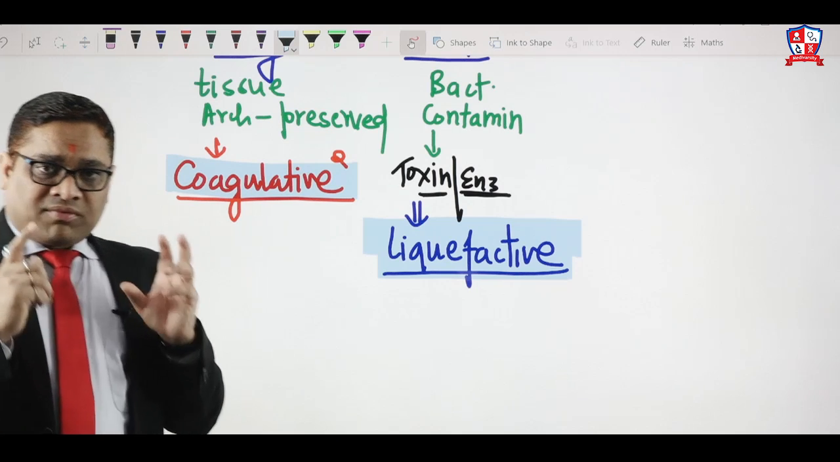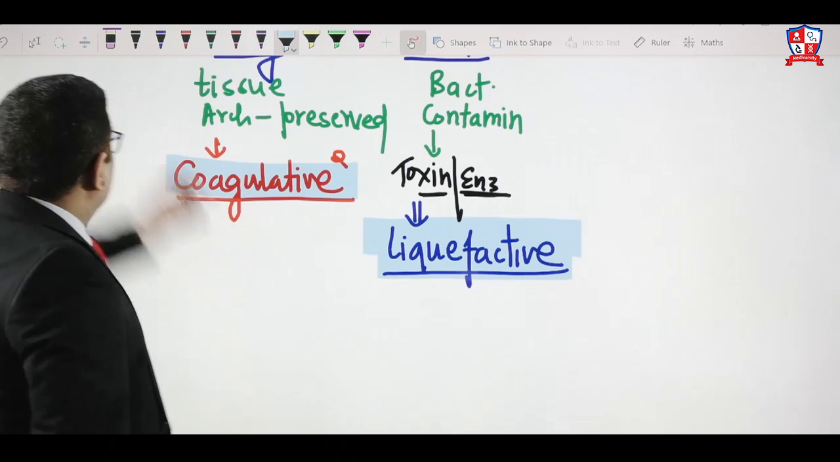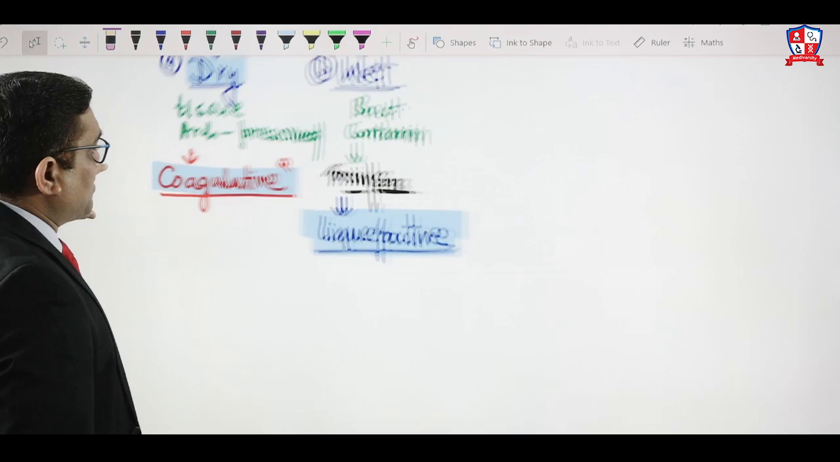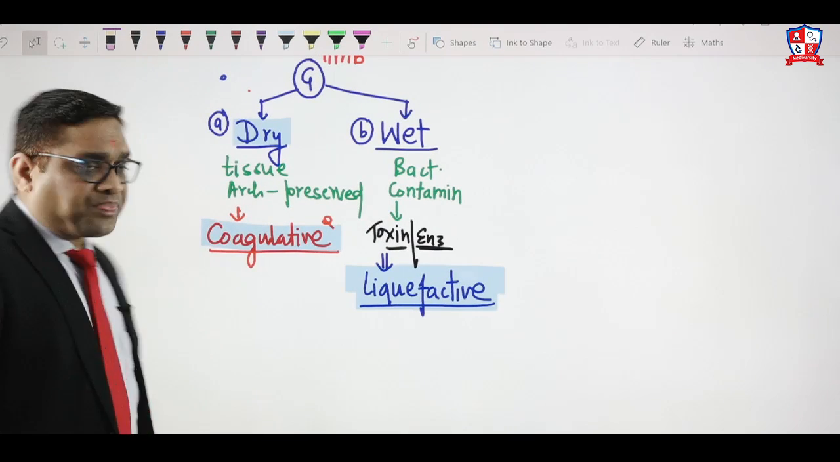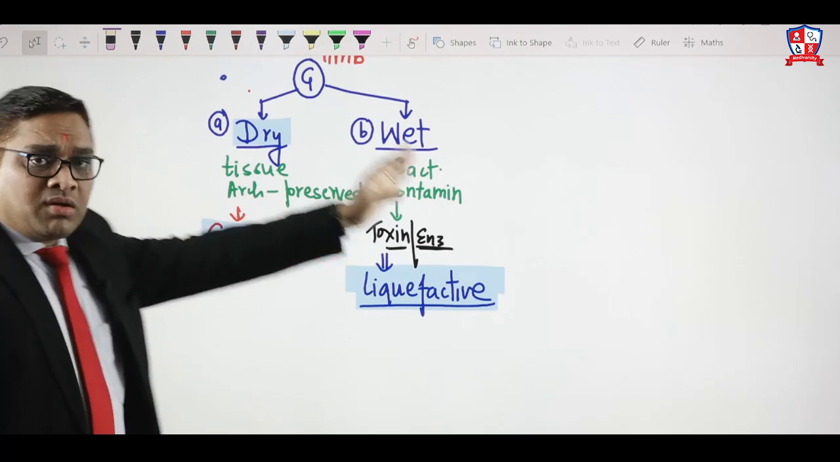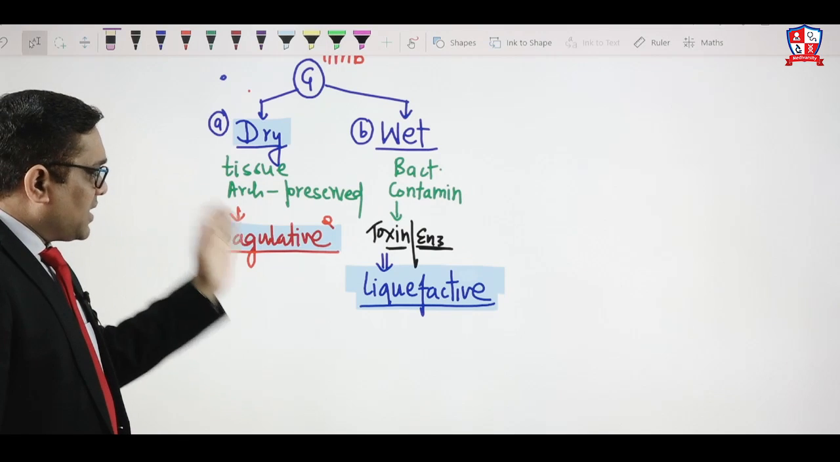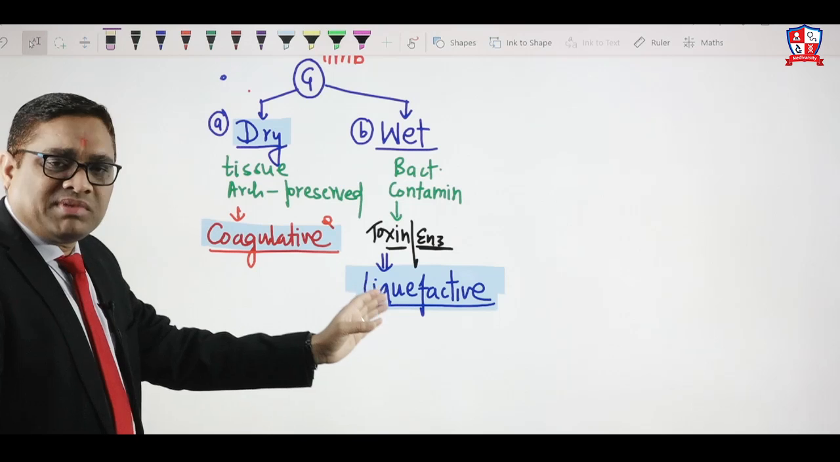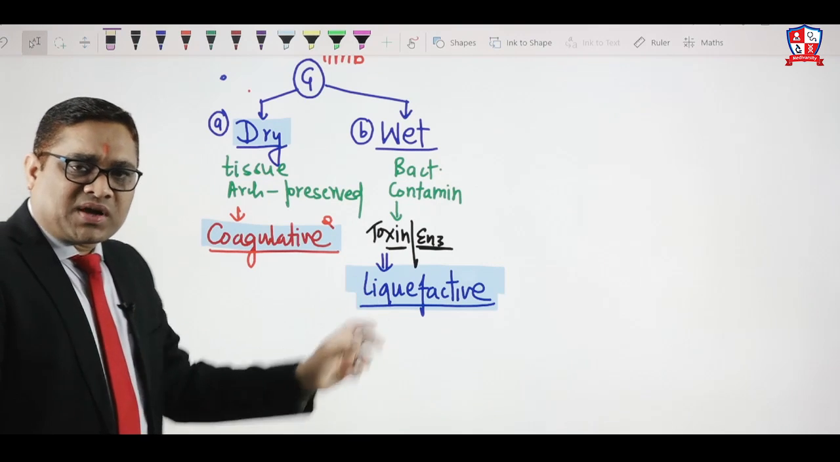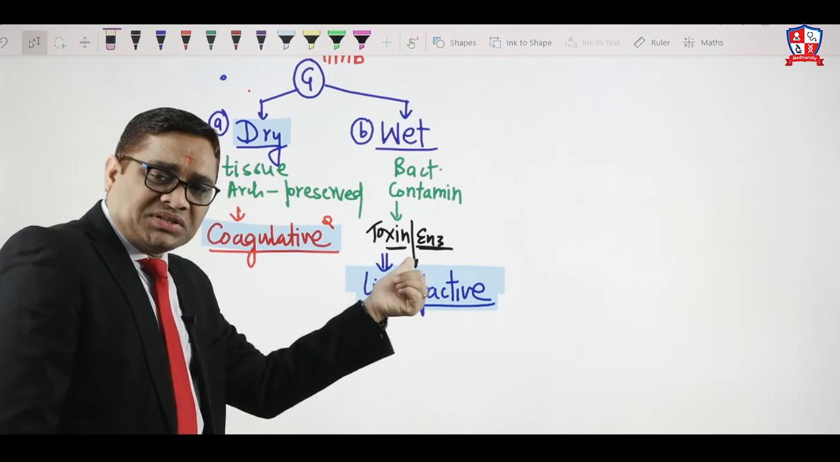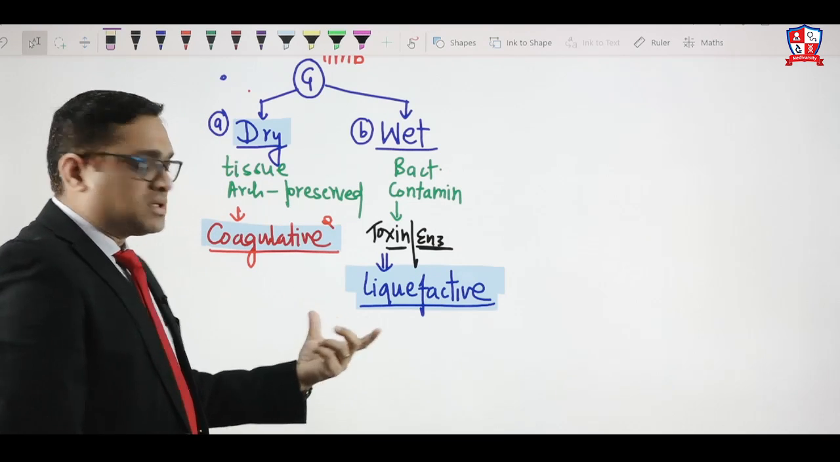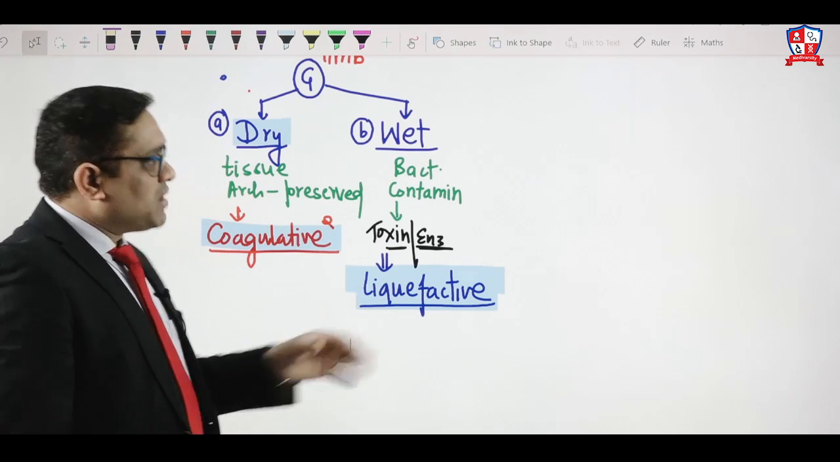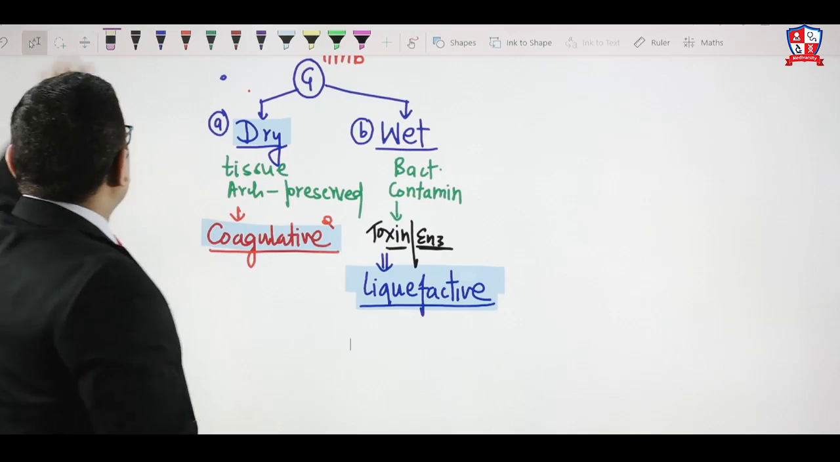That's a very important point to understand when the examiner talks about gangrene, dry gangrene, wet gangrene. In dry gangrene, architecture is preserved, so it's coagulative. In wet gangrene, architecture will be lost because of the liquefaction of the tissue, because of the toxins and enzymes of the bacteria. So this is liquefactive, right? This point we have to keep in mind for gangrene, right?